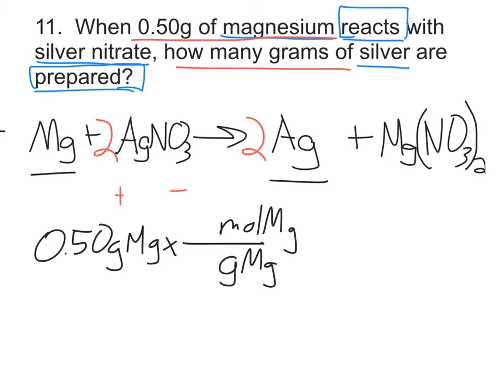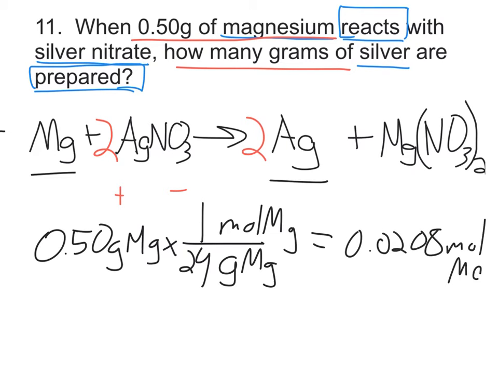I'm going to look that up on my periodic table. Well, the periodic table tells me 1 mole, and it tells me 24 grams of magnesium. Sweet. If you multiply that out, let's do that in our calculator. When I put that into my calculator, I get 0.0208 moles of magnesium. Okay. Now that's moles of magnesium. And now that I have moles of magnesium, I can change them into moles of silver. It goes like this. Let me give myself some room again.